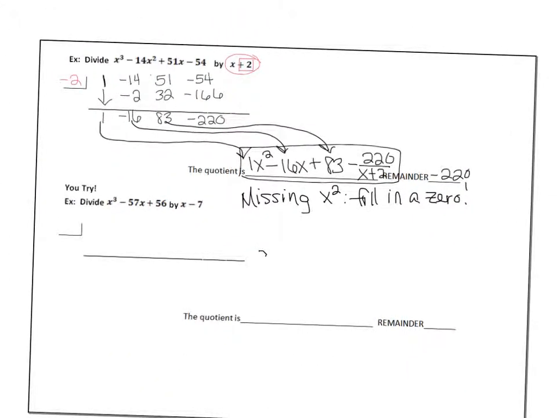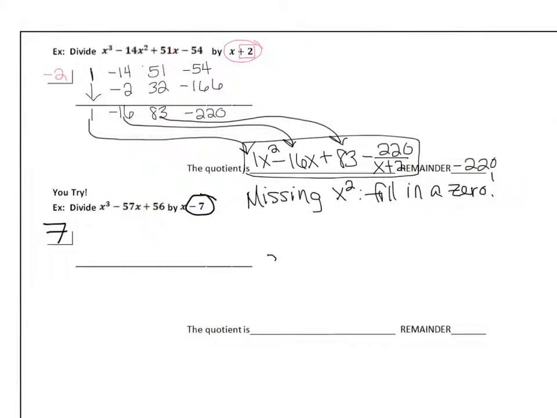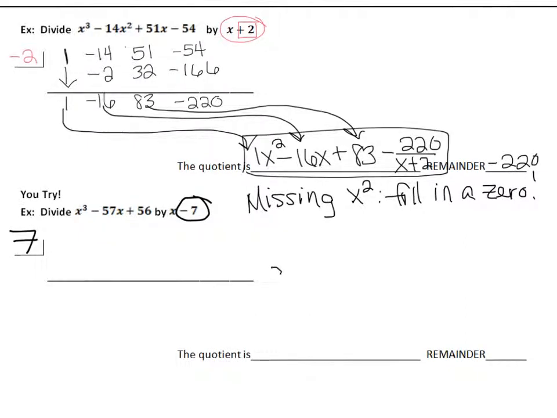So our divisor is the opposite of this number. So that's a -7, so we're going to put in a 7. And then 1 for the x cubed. We're missing that x squared, so that's where the 0 goes. Then we have our x, and then we have 56. Go ahead and finish the problem best you can for the first time, and then we'll go over it and see how you did. So unpause when you're ready to move on.